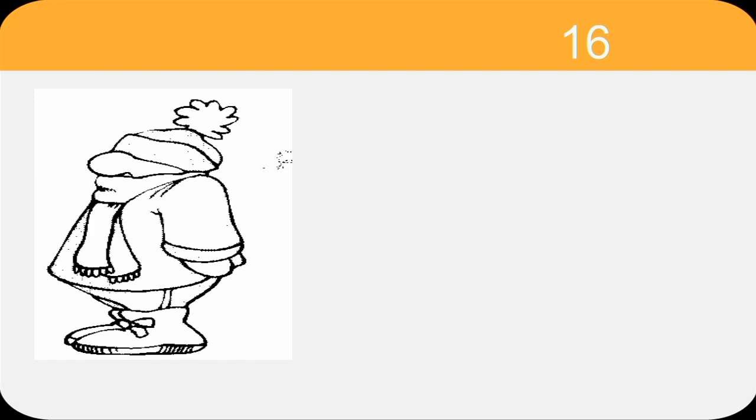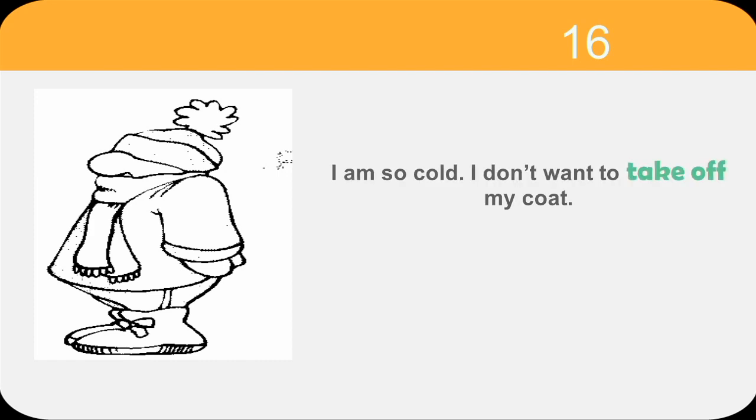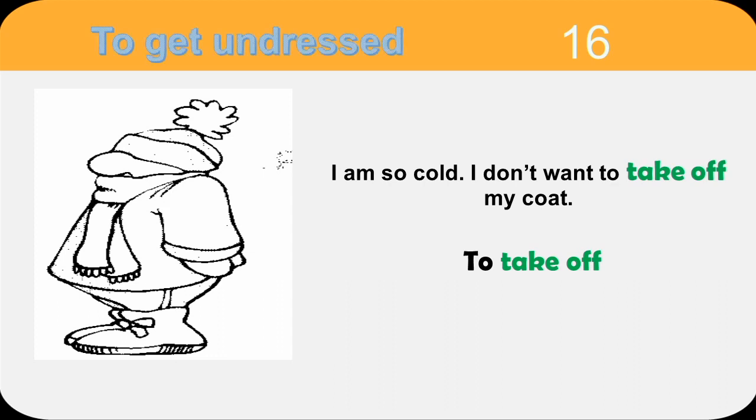The next phrasal verb, or number 16, is about this man who is wearing a lot of clothes because he is cold. So he said, I am so cold, I don't want to take off my coat. I don't want to take off. So the phrasal verb is to take off, which has the meaning of to get undressed. To get undressed, which means خلع ثيابه. خلع ثيابه. It has also one other meaning, which is to leave the ground for planes.